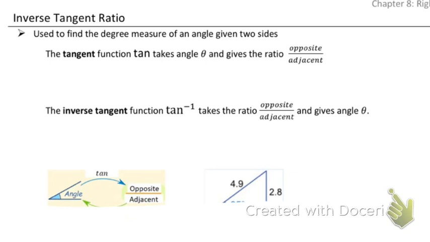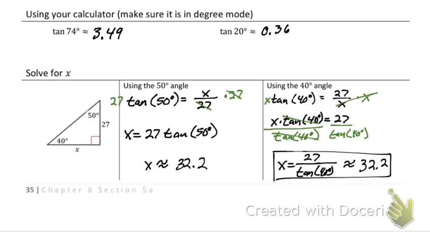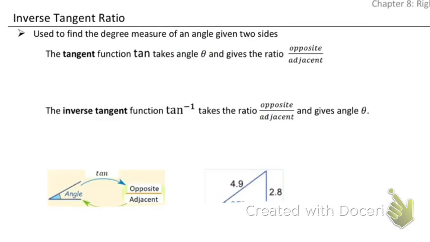We're used to finding the degree measures of an angle given two sides. So notice I use tangent to find a side. We're going to use tan inverse to find an angle. The tangent function takes an angle and gives the ratio opposite over adjacent. In other words, tangent of an angle equals opposite over adjacent. And you plug in the information that you have.